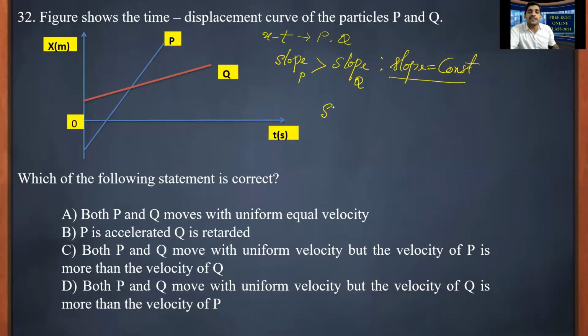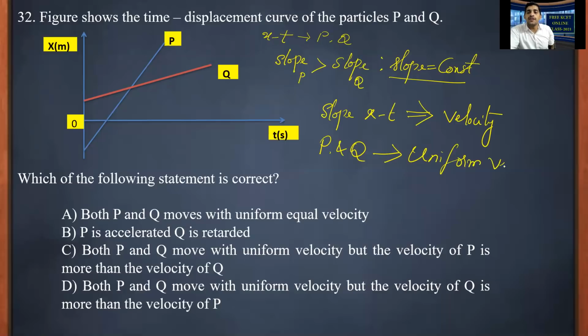What does the slope of an xt graph give us? It gives us the velocity. So the first thing we can decide is that P and Q both are moving with a uniform velocity. Why? Because the slope is a constant. Second thing, slope of P is greater than slope of Q. That is why I can say velocity of P is greater than velocity of Q.